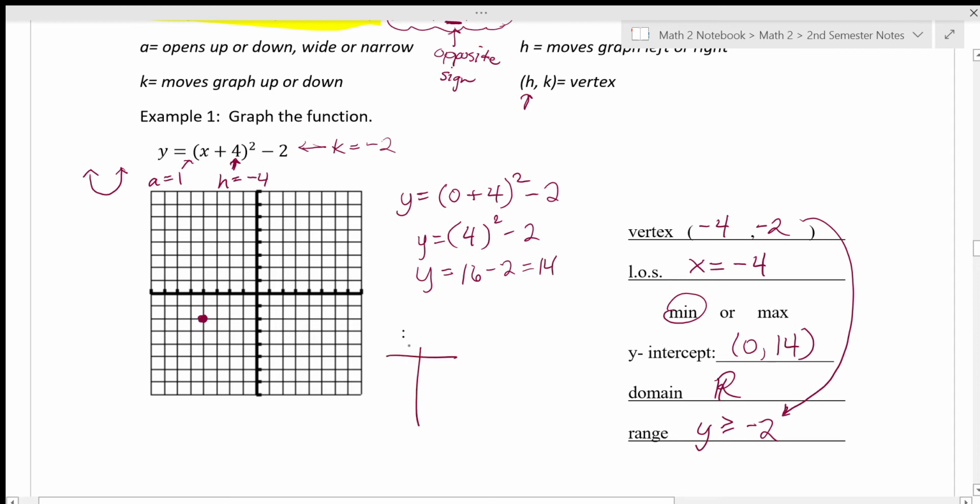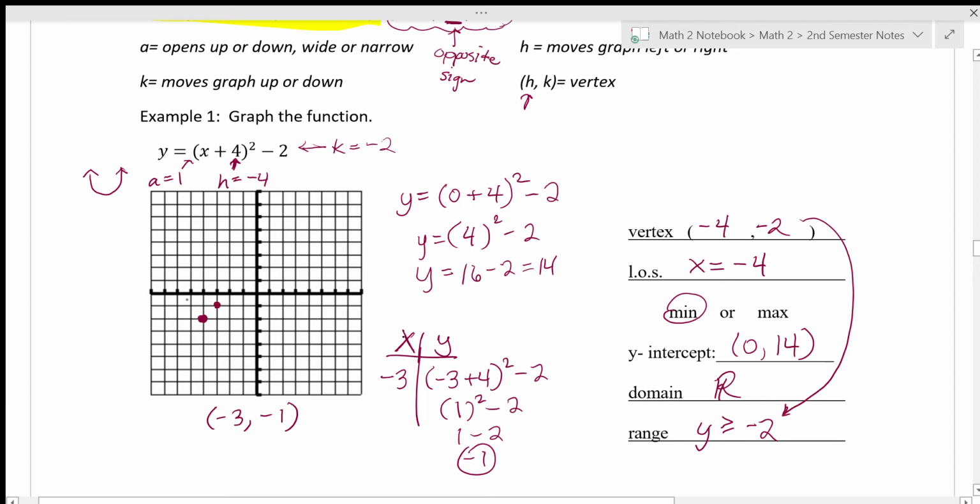Make a little mini xy table. I'm going to use negative 3 and plug it into my function to get my y value. So negative 3 plus 4, squared, minus 2: negative 3 plus 4 is 1, squared, minus 2 would be 1 minus 2, or negative 1. So the point that I just evaluated is: when x is negative 3, y is negative 1. So I'm going to put that on my graph, negative 3, negative 1.